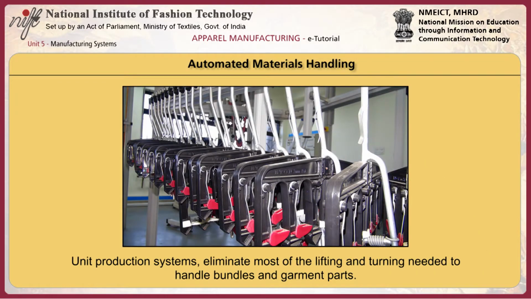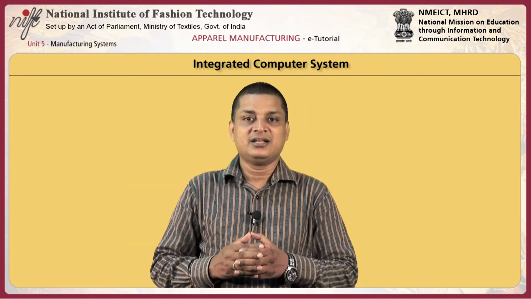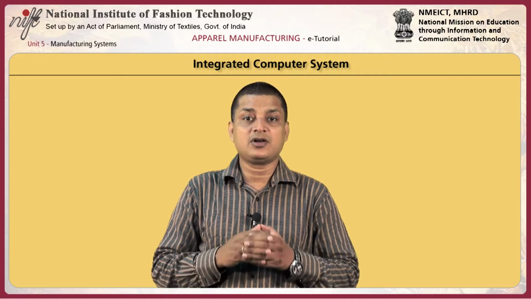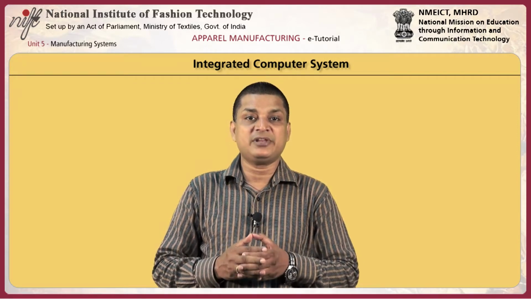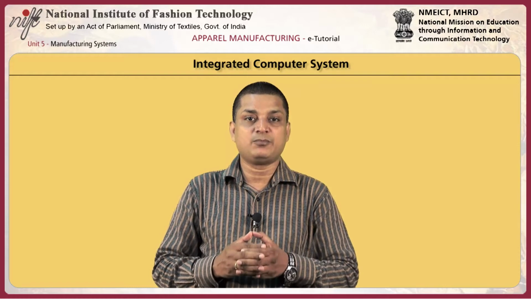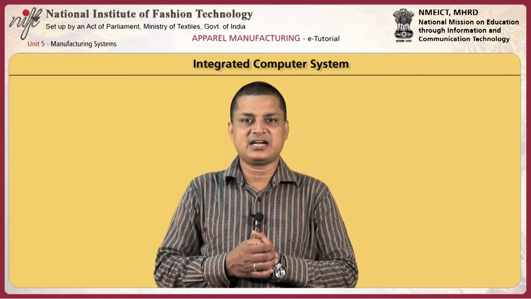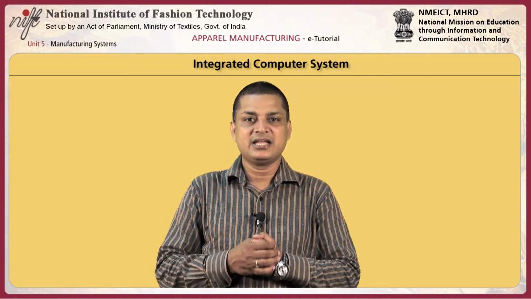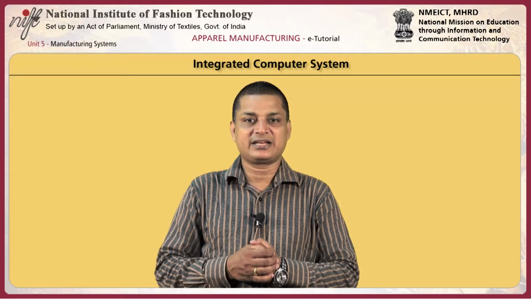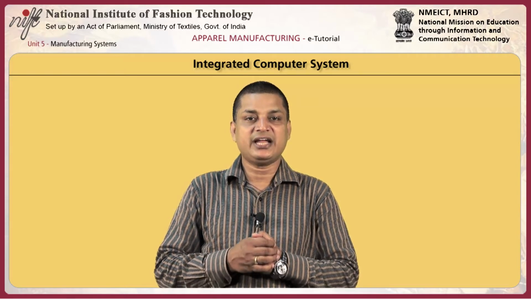Automated materials handling replaces the traditional system of bundling, tying and untying, and manually moving garment parts. Unit production systems eliminate most of the lifting and turning needed to handle bundles and garment parts. The need for bundle tickets and processing operator coupons is also eliminated when an integrated computer system monitors the work of each operator. Individual barcode or electronic devices are embedded in the carriers and read by a barcode scanner at each workstation and control point.